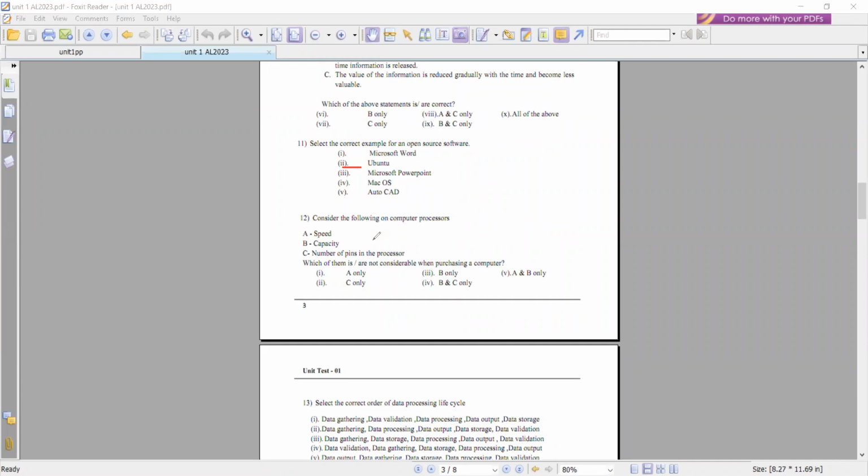Then 12, consider the following on computer processor: speed, capacity, number of pins of the processor. Which of them is not considered when purchasing a computer? Now you are worrying only about the speed. There's no something called capacity, and you are not worrying about the number of pins. So fourth answer.